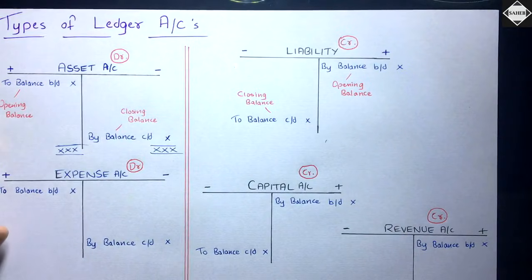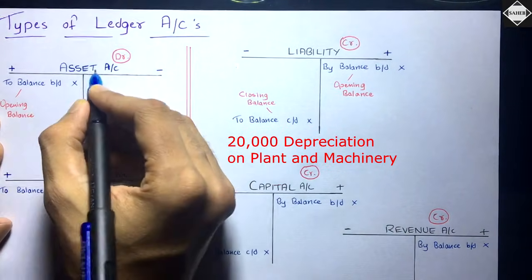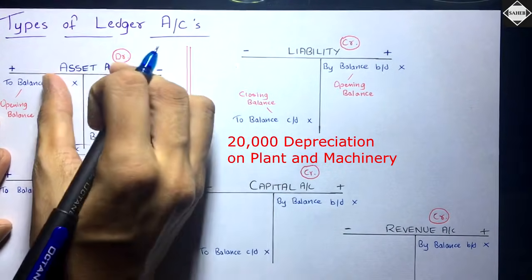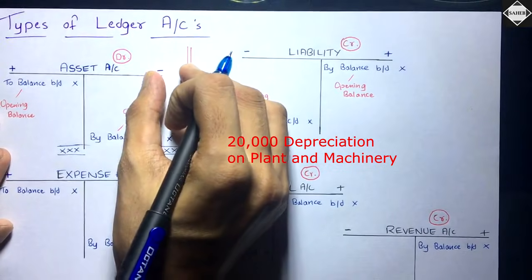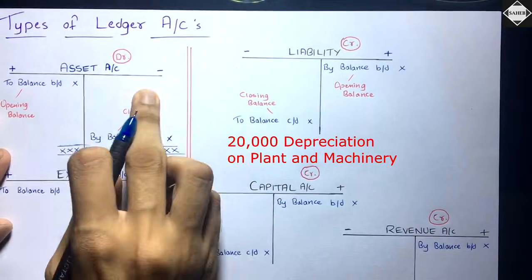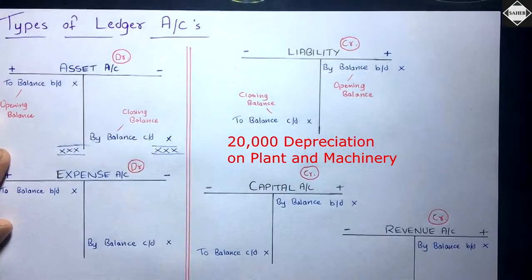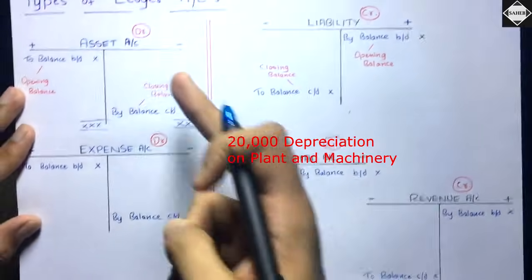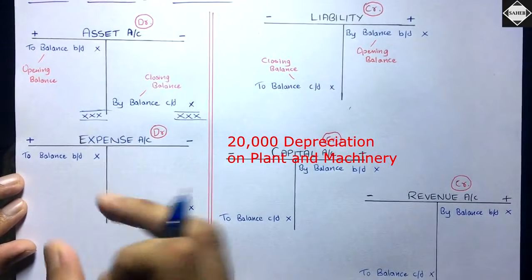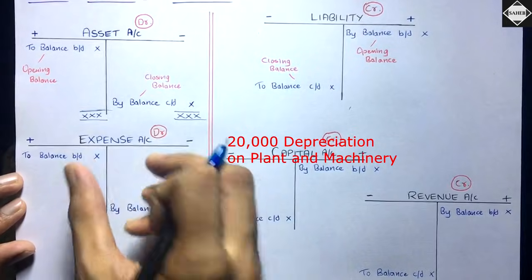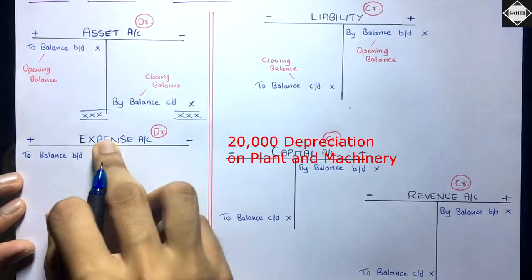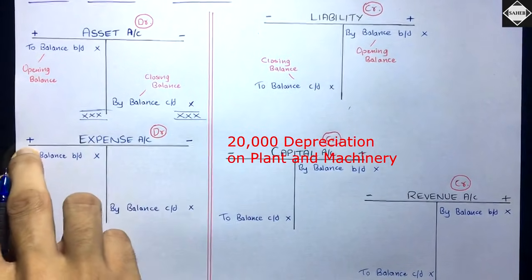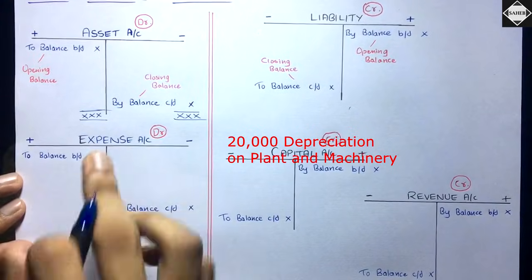Now in depreciation, what would happen? As I said, we had plant and machinery, 20,000 depreciation. So plant and machinery value decreased because of depreciation. So by depreciation 20,000, then what will you do? You will go to the depreciation account. Now depreciation is what type of account? Depreciation is an expense account. All right. So what has happened to depreciation? Is it increasing or decreasing? Depreciation is increasing. I've always told you expense never decreases, it always increases.